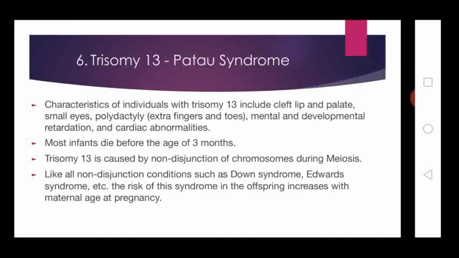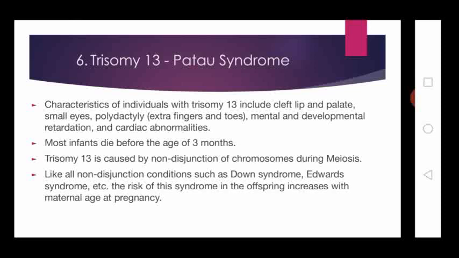Next one is trisomy 13 or Patau syndrome. The characteristics of individuals with trisomy 13 include cleft lip and palate, small eyes, and polydactyly. Polydactyly means those individuals will possess extra fingers and toes. Then mental and developmental retardation and cardiac abnormalities. Most infants die before the age of 3 months. So it is a severe chromosomal abnormality.